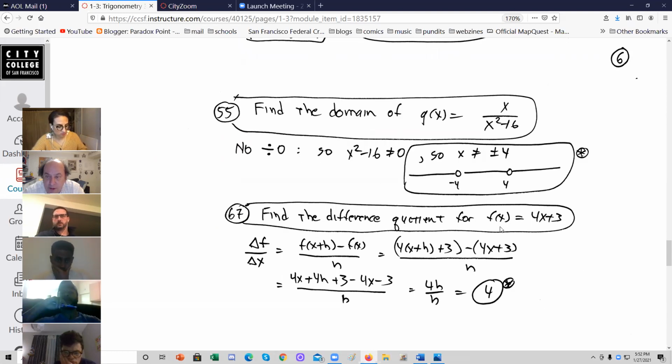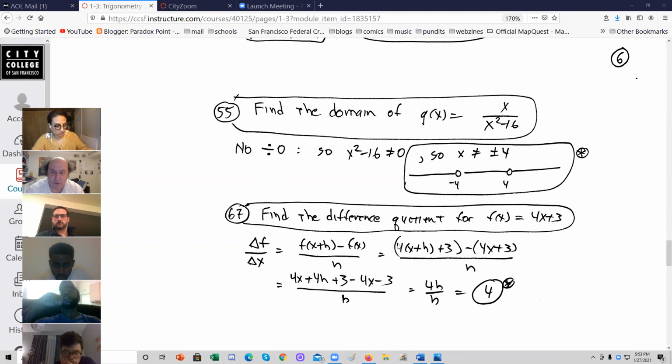Here we have the function 4x plus 3. Find its difference quotient. The difference quotient, delta f over delta x, and again, you'll be seeing this a lot if and when you get to calculus, will be f of x plus h minus f of x, all over h. So substituting in x plus h here, you get 4 times x plus h plus 3 for this. Minus f of x, 4x plus 3, all over h.